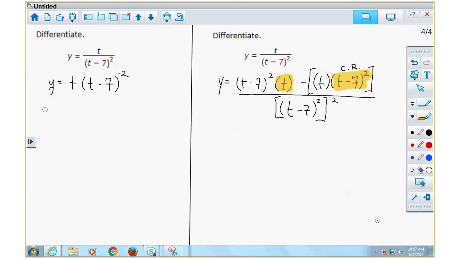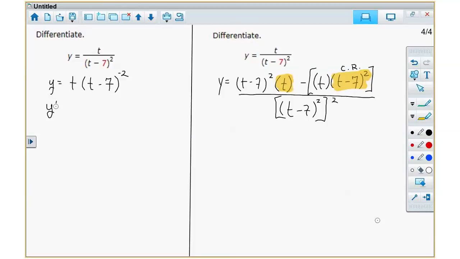And then this, y prime, is equal to first times the derivative of the second plus the second times the derivative of the first. We'll take the derivative here and the derivative here, so you got to use the chain rule here too.